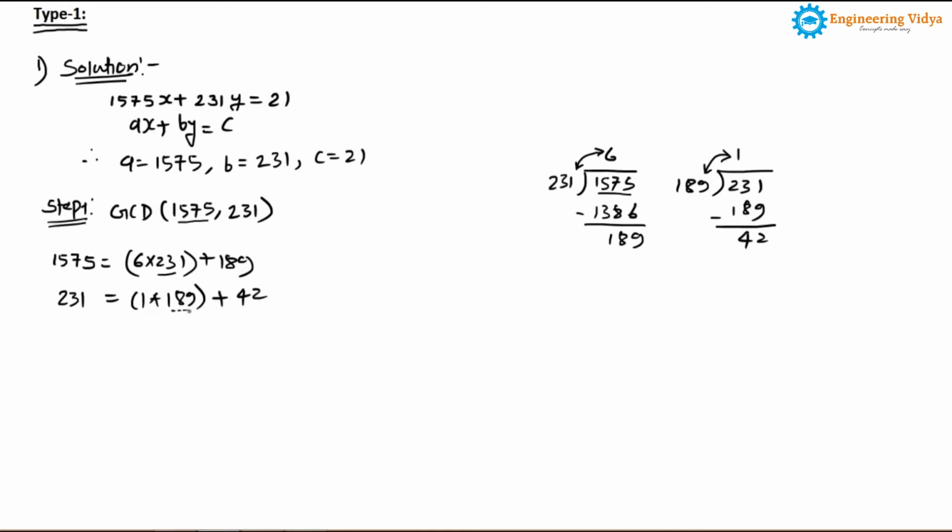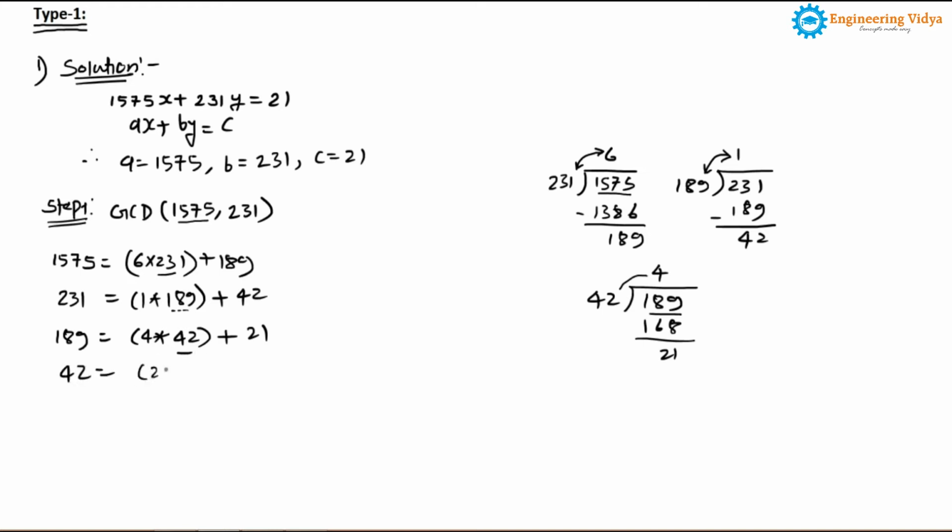Now 189 is there, so we'll write 189 here, and 189 will be divided by 42. If I divide 189 by 42, it goes 4 times, 168 is the answer, and after that 21 comes. So 189 can be written as 4 into 42 plus 21. Now again we have 42, so we write 42 here. 42 can be written as 2 into 21, so the remainder will be 0.